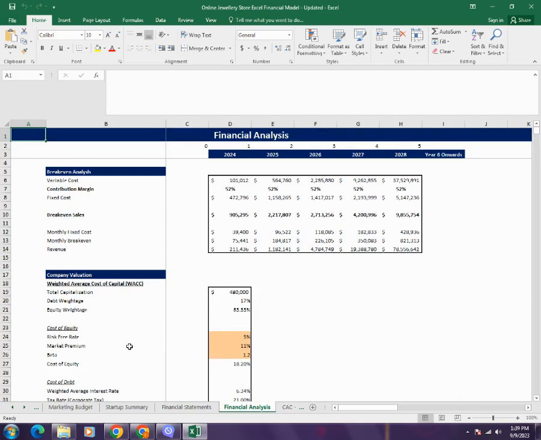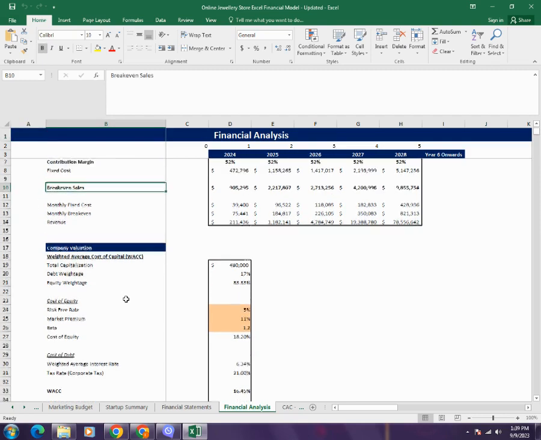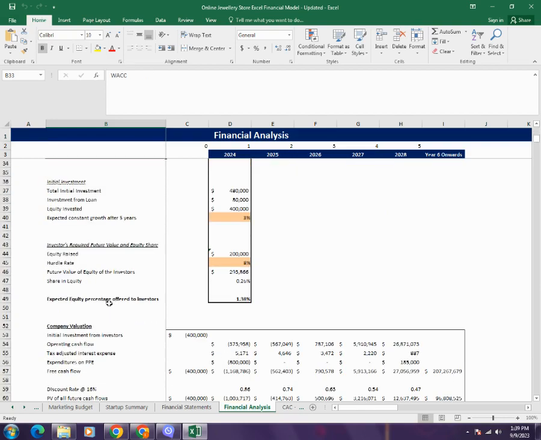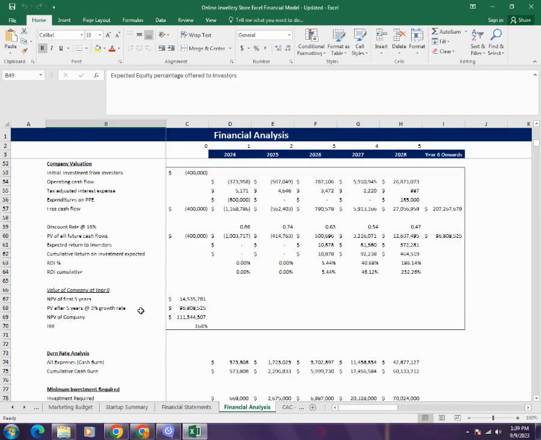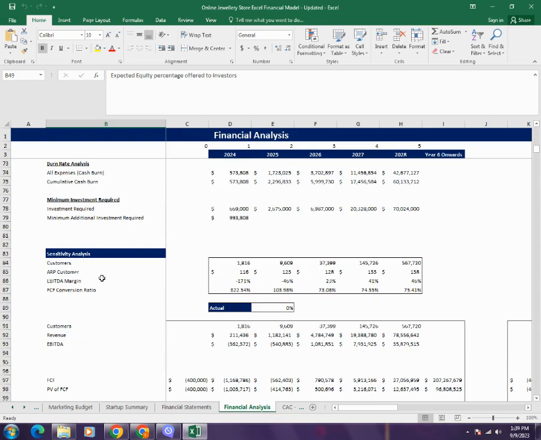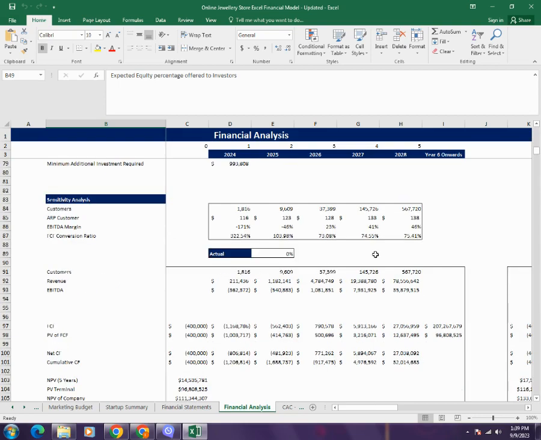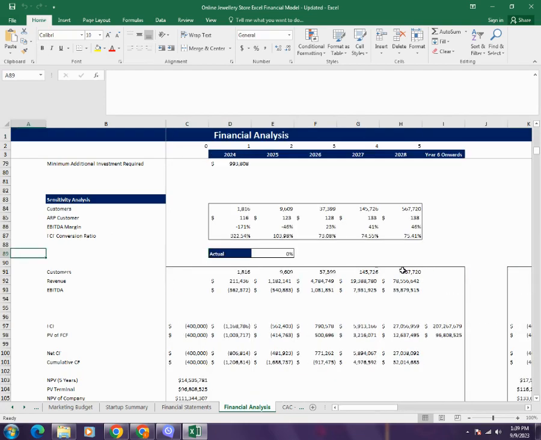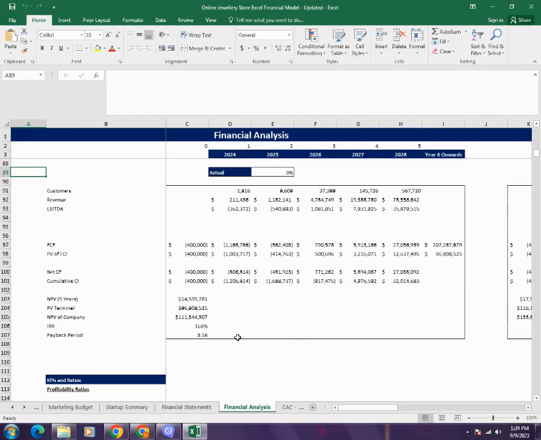Then comes the financial analysis. The financial analysis has all the main information for making financial decisions. This includes the break-even analysis, which gives you the break-even sales, the company valuation, which gives you the weighted average cost of capital, as well as the expected equity percentage that can be offered to the investors. It also includes the sensitivity analysis, which is scenario based on actual, optimistic, and pessimistic, as you can see over here. And this gives you the payback period of the company.